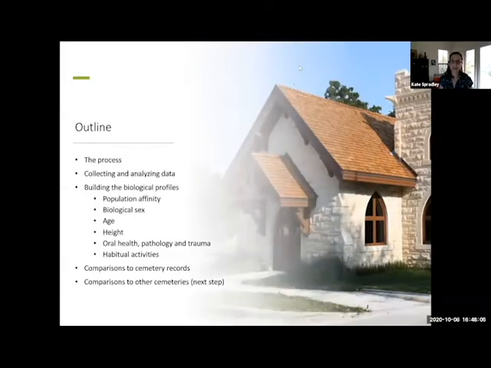So I'm going to talk to you today about the process of analysis and what we learned from start to finish, how we built the biological profile, which includes estimations of population affinity, sex, age, how tall somebody was, any pathologies and trauma, along with some habitual activities that we've learned about a few individuals, and how this data compares to overall cemetery records and where we go from here.